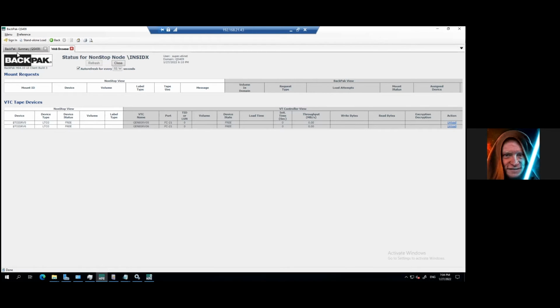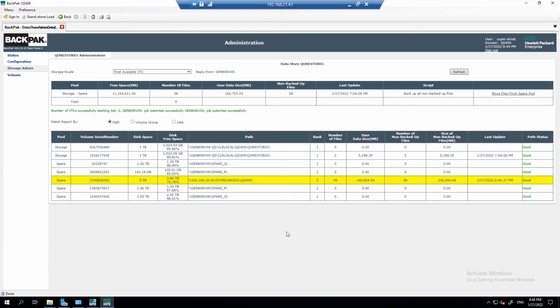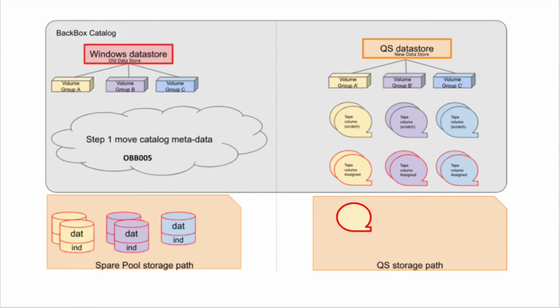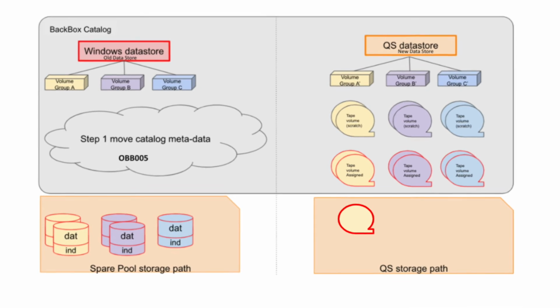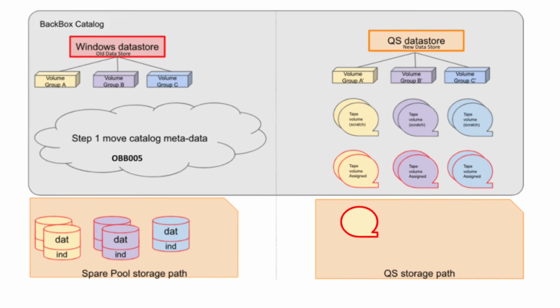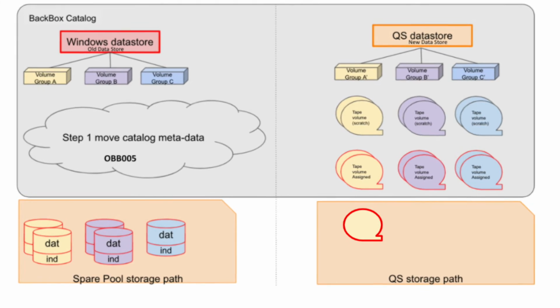So let's go to the storage, and we can see one of the 2 QoreStore has been used as storage. So now the new backup is on the new storage, and the legacy stays on the spare pool.